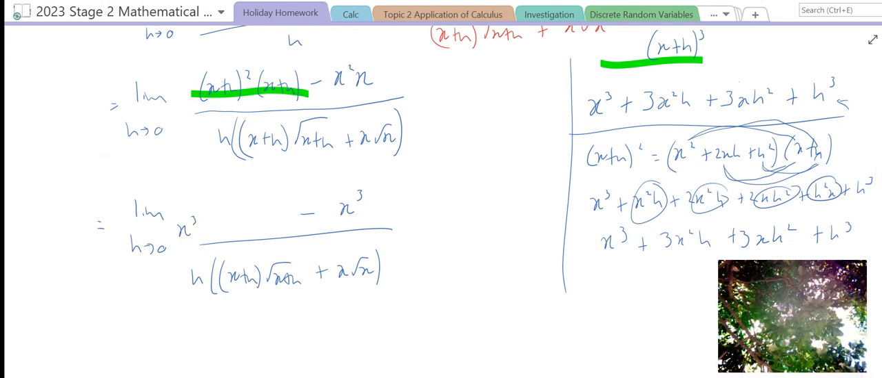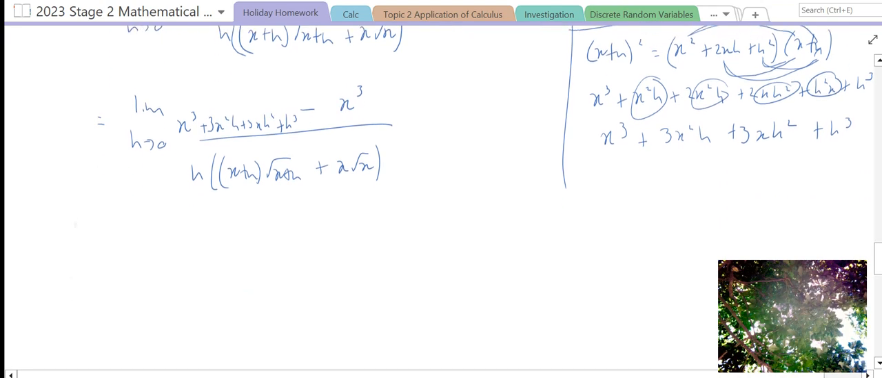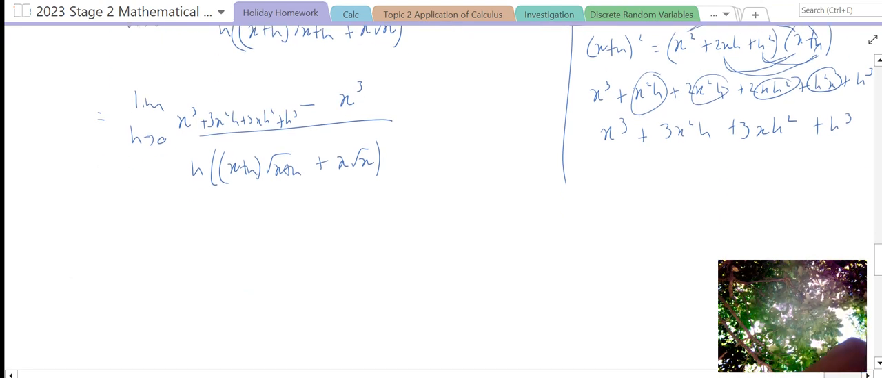x cubed minus 3x squared h. Sorry, why minus? Plus 3xh squared plus h cubed. Alright, didn't leave myself a lot of space. Now, the really nice thing is that x cubed cancels with that one, because it's subtracted off the end.